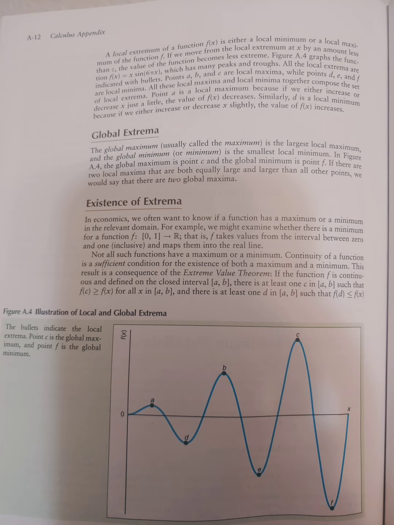From the point x. For example, a function has a local maximum at x star if there exists an epsilon greater than 0 such that f of x star is greater than f of x for all x such that x is an element of the open interval (x star minus epsilon, x star plus epsilon), that is, in the neighborhood of x star.